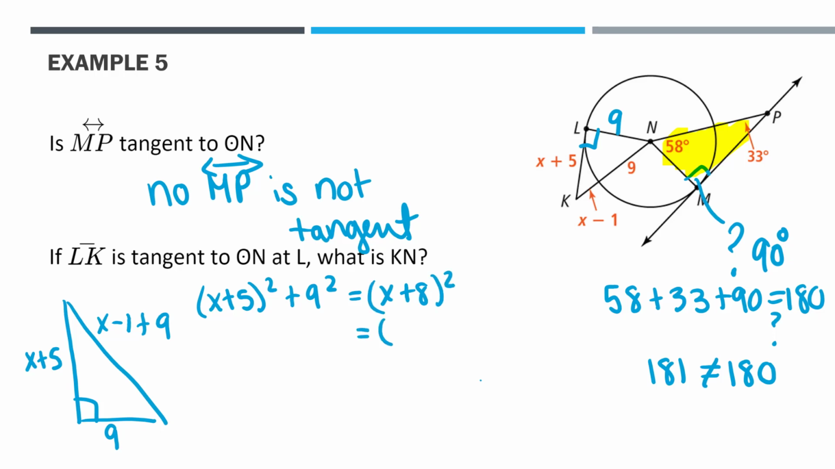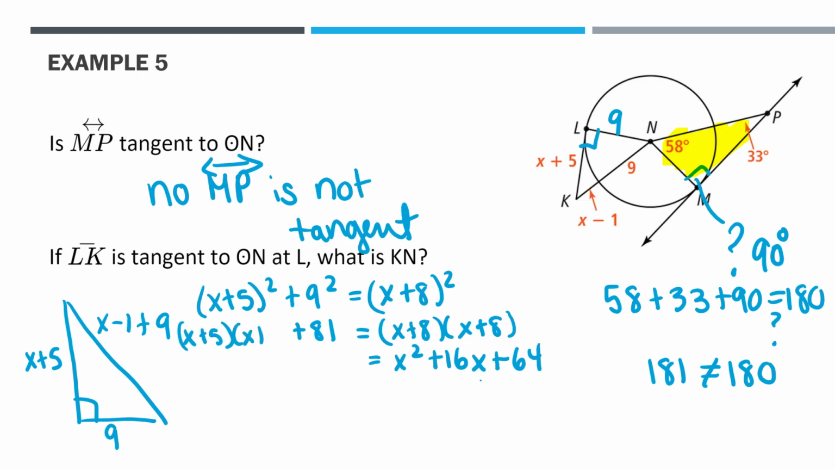We'll expand both sides by FOILing the binomials. On the right-hand side, x times x is x squared. Inner is positive 8x and outer is positive 8x for 16x, and 8 times 8 is 64. On the left-hand side, we will expand the x plus 5 and then add that to 81. X times x is x squared. The inner and the outer are both 5x, so together that's 10x plus 25, and then plus 81.